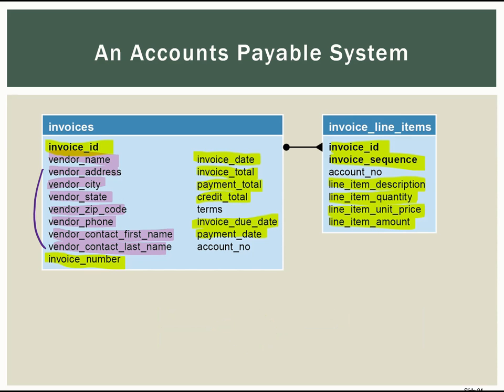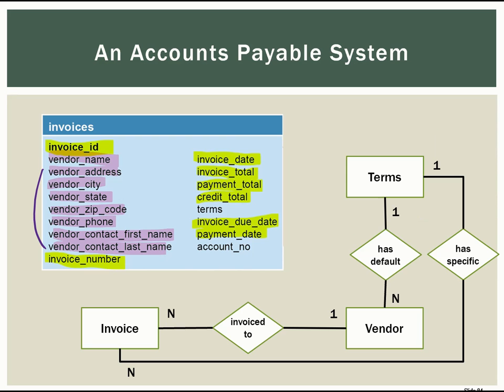Does the vendor information depend only on the invoice ID column? Another way to phrase this question is, will the information for the same vendor change from one invoice to another? If the answer is no, the vendor information should be stored in a separate table. That way, you can be sure that the vendor information for each invoice for that vendor will be the same, and you will reduce the redundancy of the data in the invoices table.